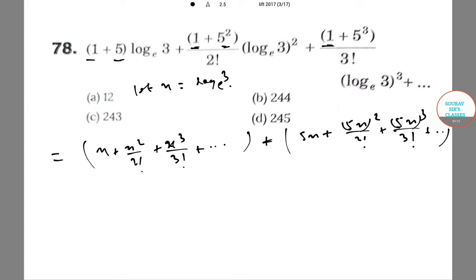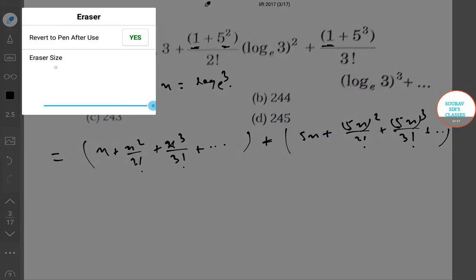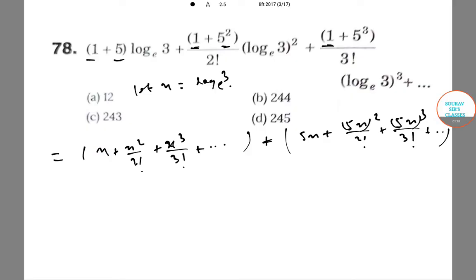Now what we'll do is we'll subtract and add a 1. So we'll add minus and plus 1 to each series. So minus 1 plus 1 and minus 1 plus 1. So now the series becomes minus 1 plus e to the power x plus minus 1 plus e to the power 5x.